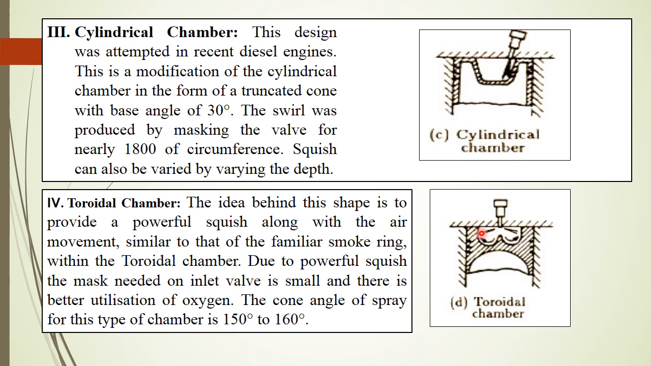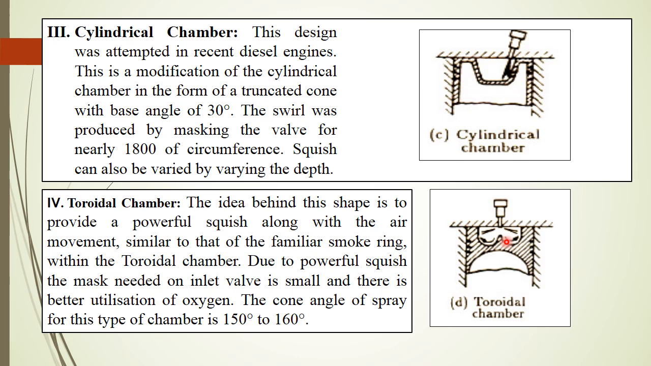When the piston reaches TDC in the compression stroke, the air-fuel mixture produces the squish motion or air motion, providing swirl motion inside the combustion chamber. So it provides a powerful squish. One can also increase this swirling motion by proper masking at the inlet passages or inlet wall.